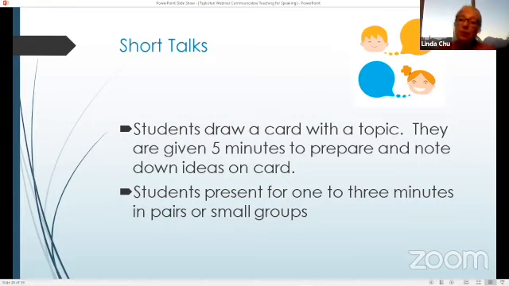And so we're going to have each student choose or draw one card, and then they're given about 5 minutes or so to prepare some ideas and something that they want to say about that topic. Then the students are going to present for 1 to 3 minutes. I like to do this one in pairs or small groups because it's less pressure on a student. If you call each student up individually in front of the class, that's a lot of pressure for them, especially if it's a topic that maybe they don't feel is quite right for them.